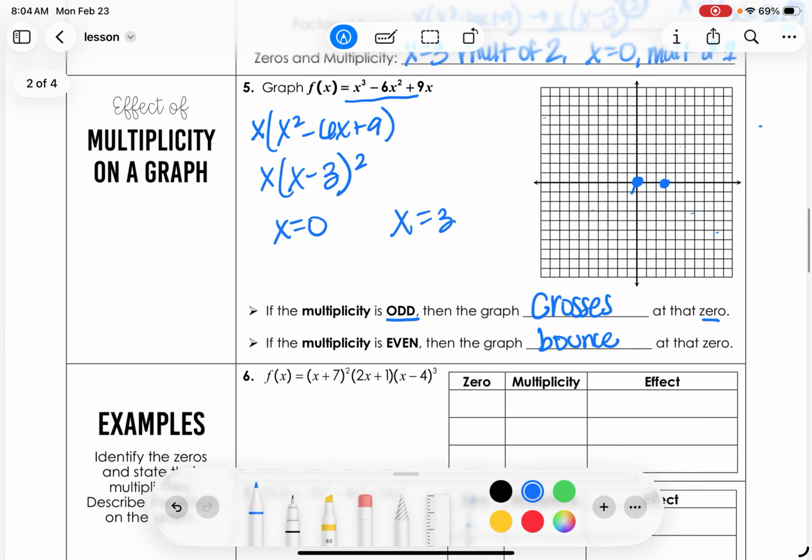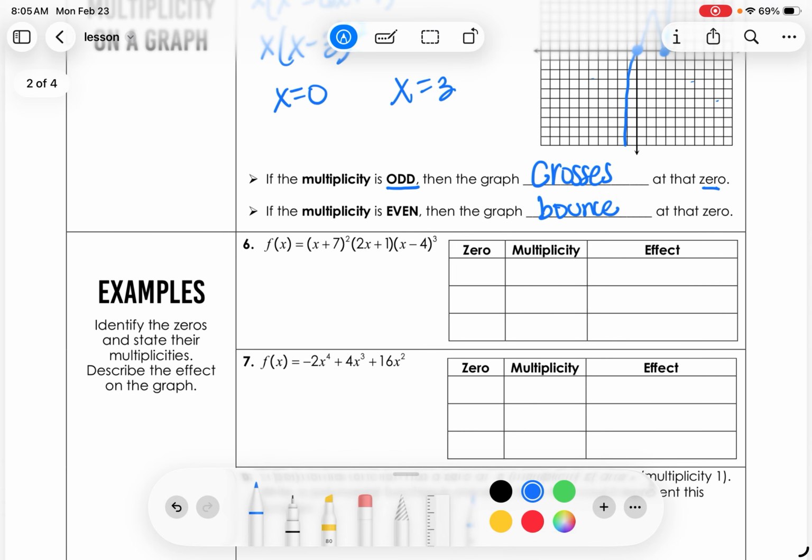It crosses at this 0, goes up to about 4, I think, and bounces and goes right back up. That's an ugly graph, but that's kind of what it looks like.